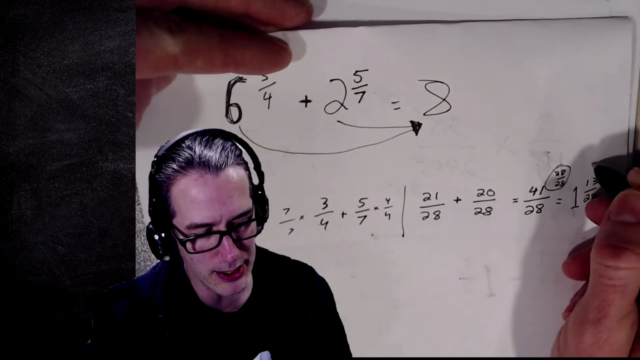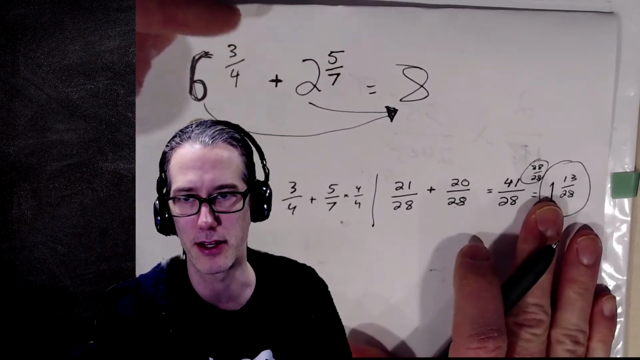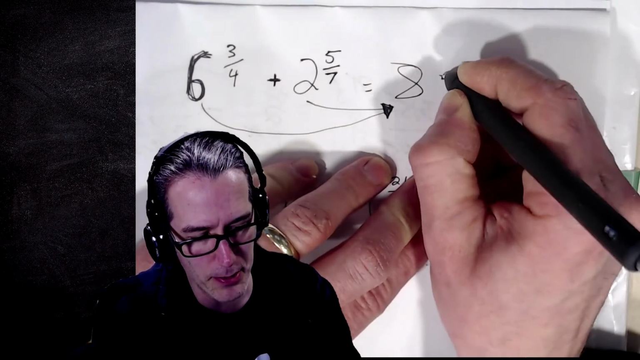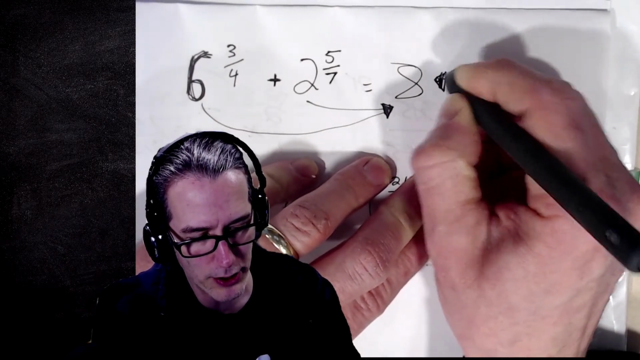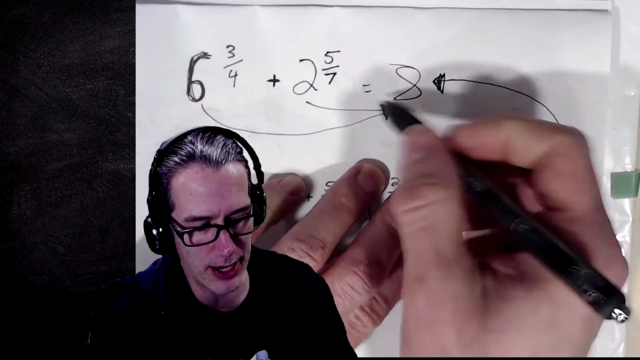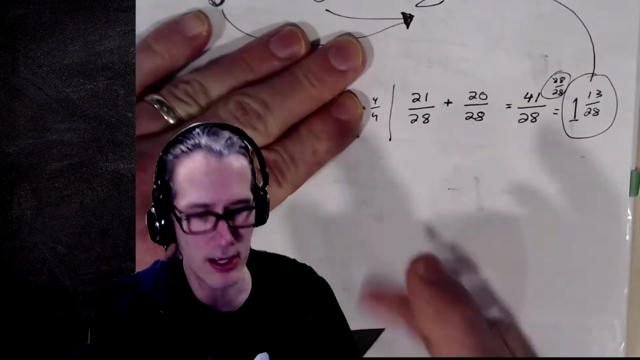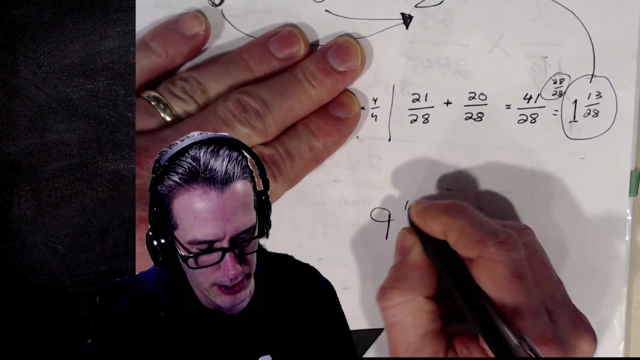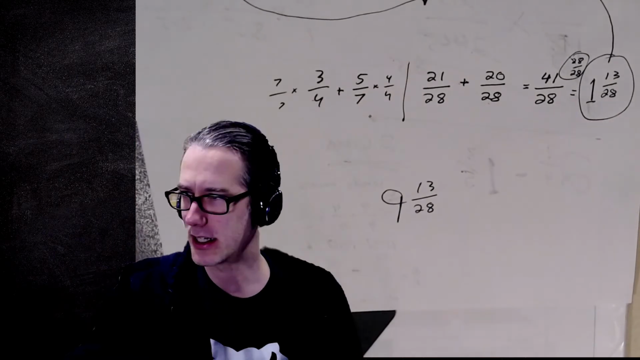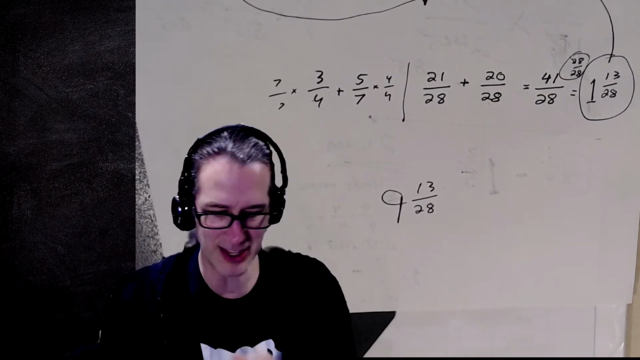Now, once I've got this, I have to remember something. I almost messed up. Because we're adding, we have to put it back in with our 8 at the top with those whole numbers. So I would then add that together, which is super easy. So my answer would be 9 and 13/28. Good luck cutting that with 2x4s, but you get the idea.